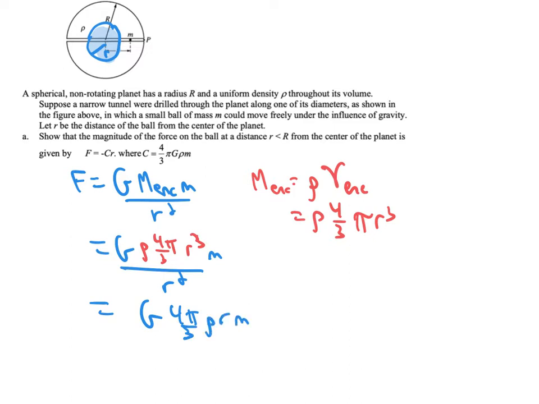And I suppose, strictly speaking, the way that they like to do it, they would say the force should be negative because it's attractive. So we have our minus sign, and then we can pull out everything but the r, and we have 4/3, there's a pi, there's a G, there's a rho, and there's a little m. So we get to say QED. We showed what was asked for.